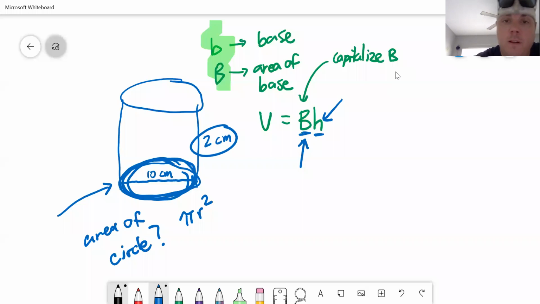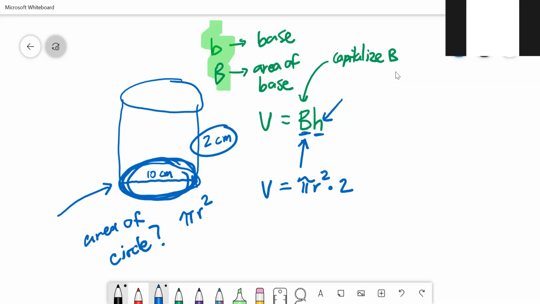Well, that's pretty simple. So basically what I can do is rewrite this formula as volume equals area of the base, which is pi r squared, times the height of it, which is 2. Hopefully we're good so far.